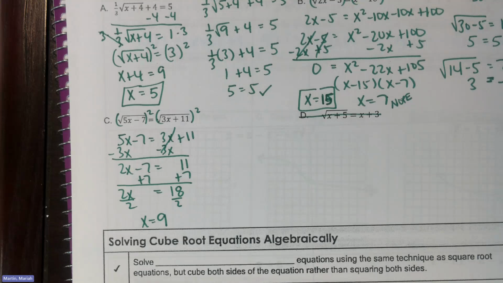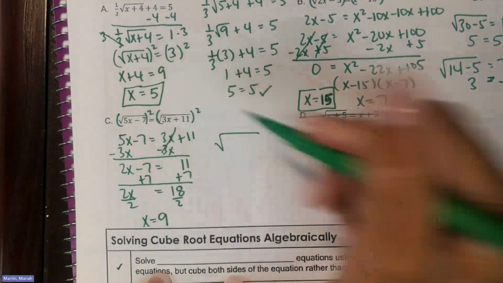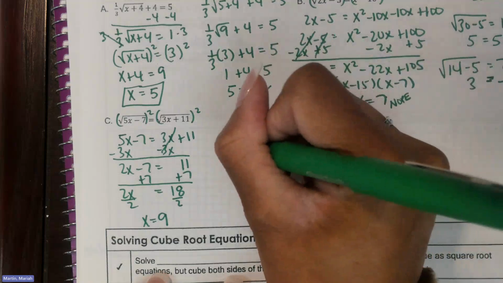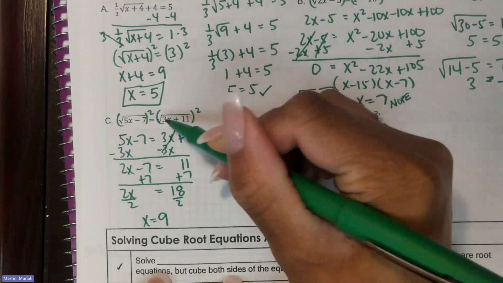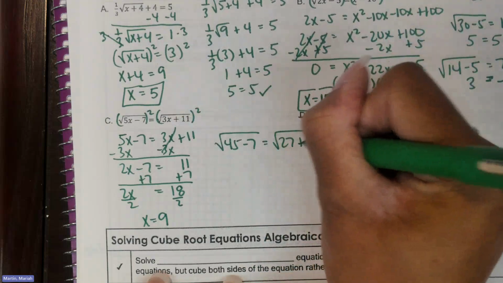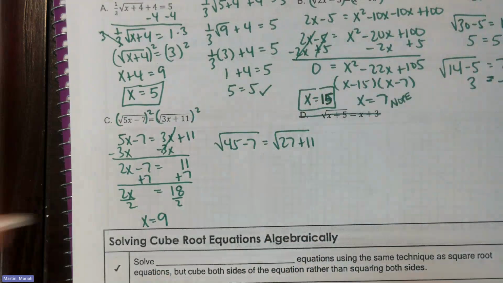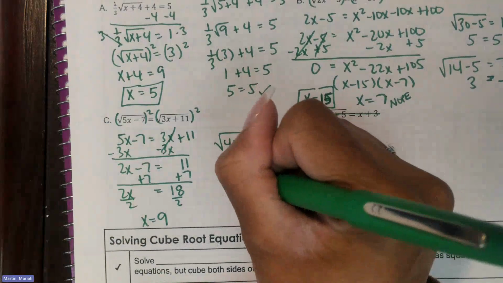So let's look at x equals 9. We're plugging in 9 into our original equation. So 5 times 9 is 45. Then I have minus 7 equals the other side. 3 times 9 right here is 27 plus 11. So now I'm going to subtract 45 minus 7 is 38.